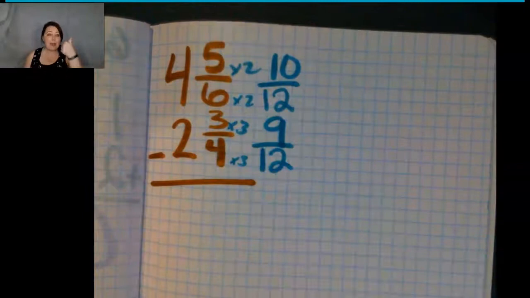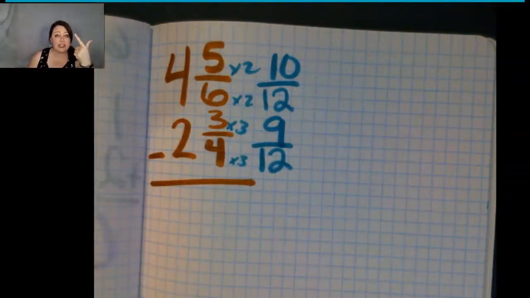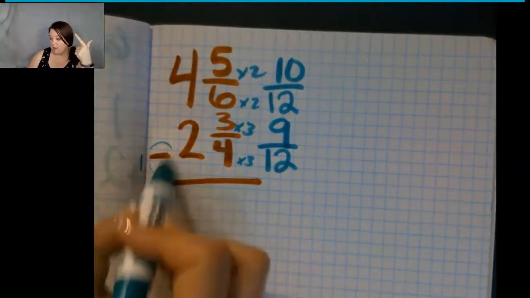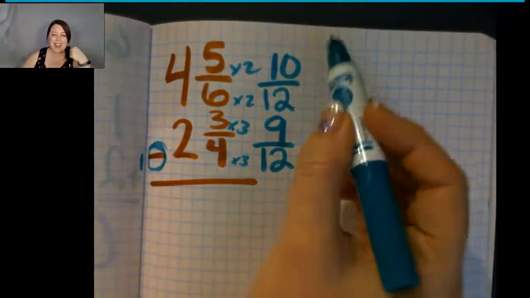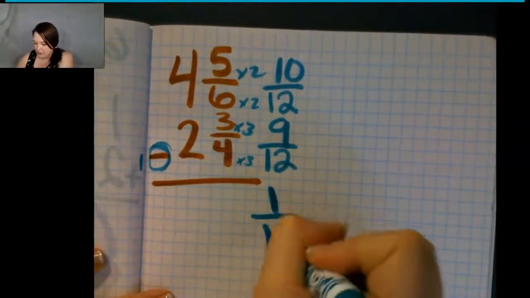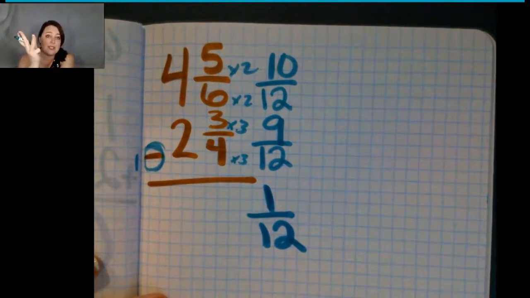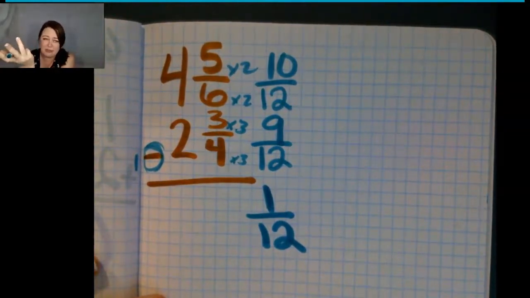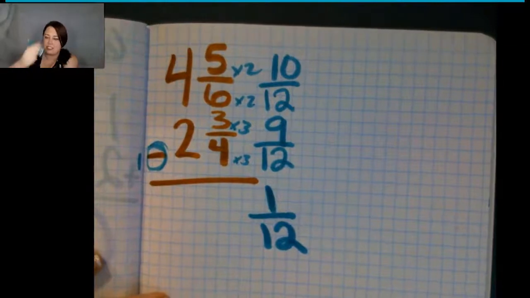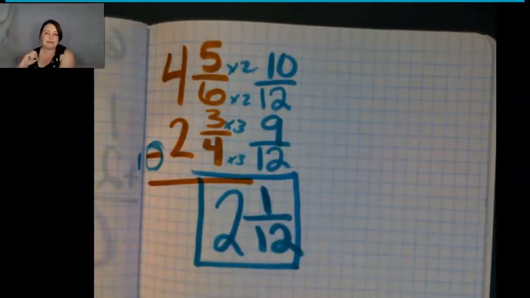Step 1, make the common denominator and the fractions. Step 2, subtract or add the numerators. So now I'm going to pay attention that it's subtraction. 10 minus 9 is 1. My denominator doesn't change. Step 3 is to simplify. 1/12 is simplified. Step 4 is to deal with the whole numbers. So 4 minus 2 is 2 and 1/12, and that's my final answer.